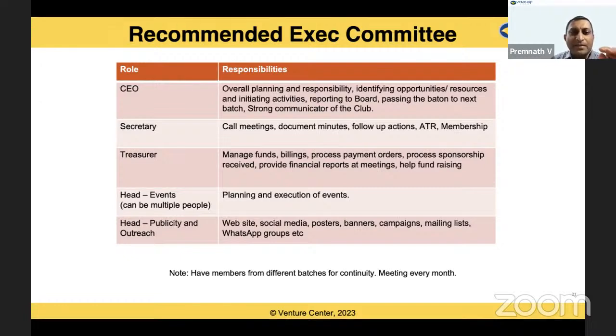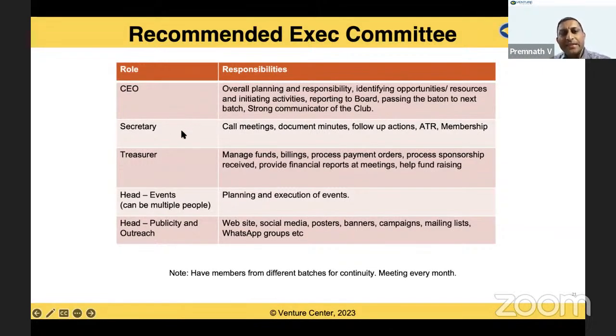But setting the pace, the standards, the number of activities, all of those, the CEO has an important role to play in building consensus among the entire team. So the overall planning responsibility, identifying opportunities, resources, and initiating activities are key responsibilities. Reporting to the board, passing the baton to the next batch, and having a strong communicator for the club who can speak for the club, rally people, and bring them to be part of the activity as well. That's the kind of person you need as a CEO.